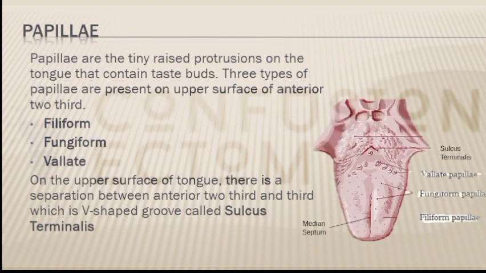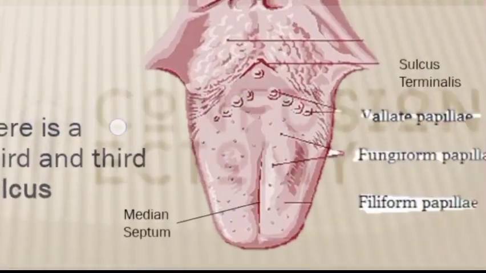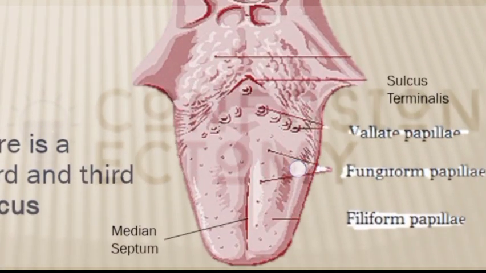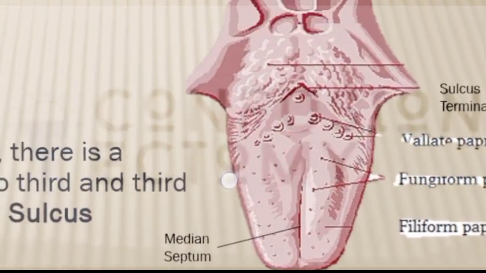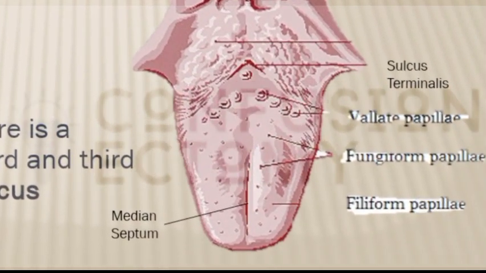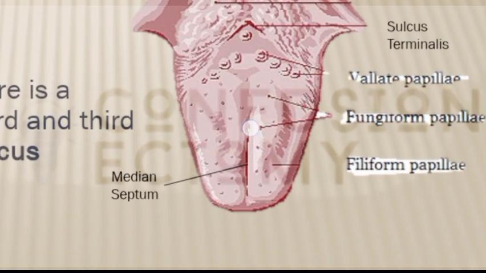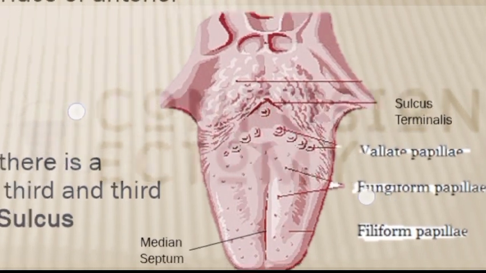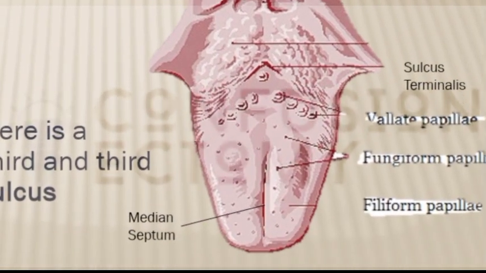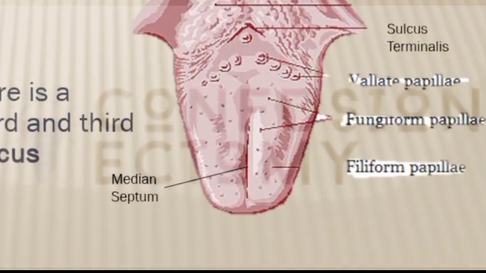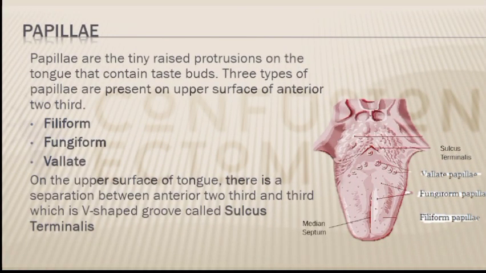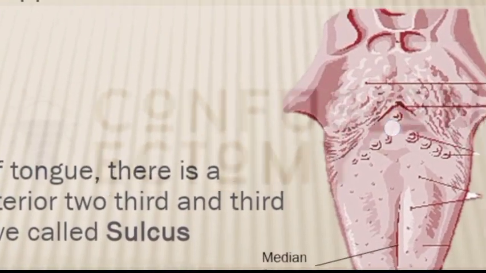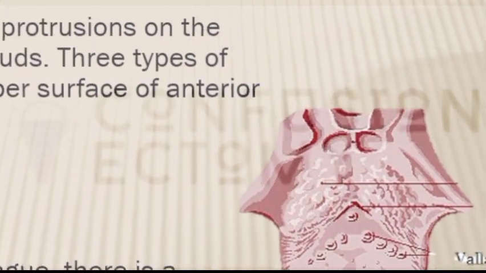The filiform is present on the lateral side of the tongue, fungiform is present at the median side, just lateral to the median fibrous septum, and the vallate papillae are present in front of the sulcus terminalis. What is the sulcus terminalis? The sulcus terminalis is a separation between the anterior two-third and the posterior third of the tongue. It is a V-shaped groove present over here.